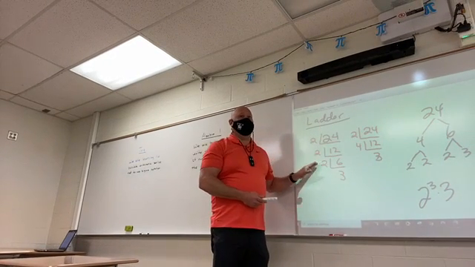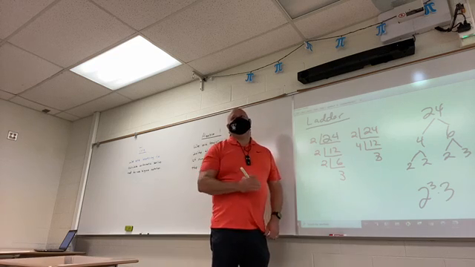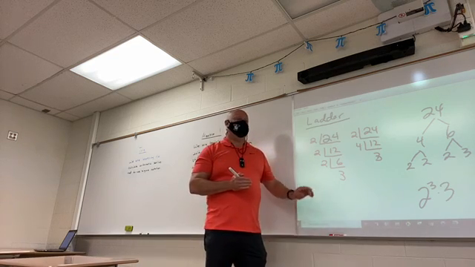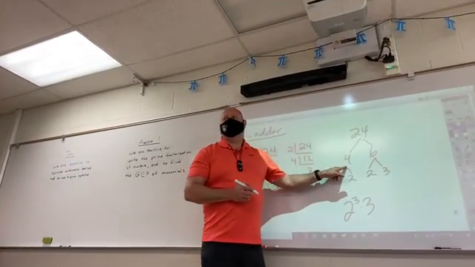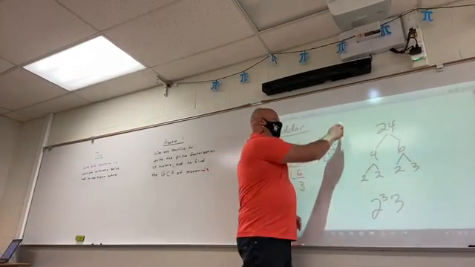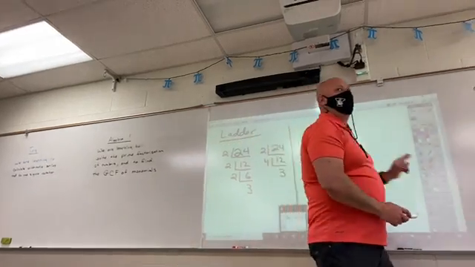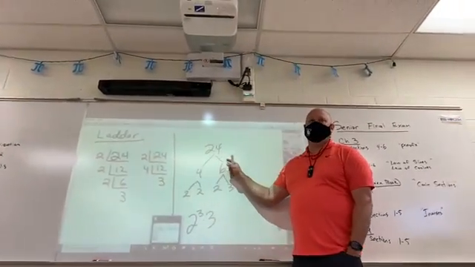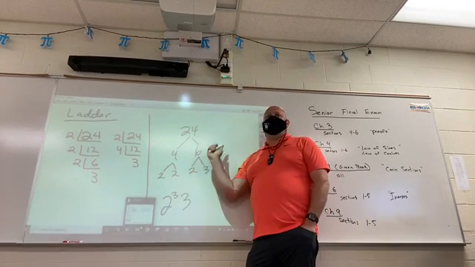It works just fine. Okay? It's a really good way of doing things, but you have to be careful that you only worry about prime numbers. With the tree method, you don't have to worry about that at all. All you have to do is come up with any two numbers that multiply together to get the 24. The difficulty here, it's harder to see your answer.